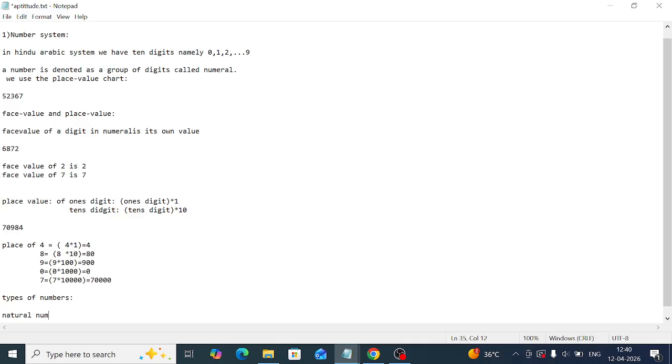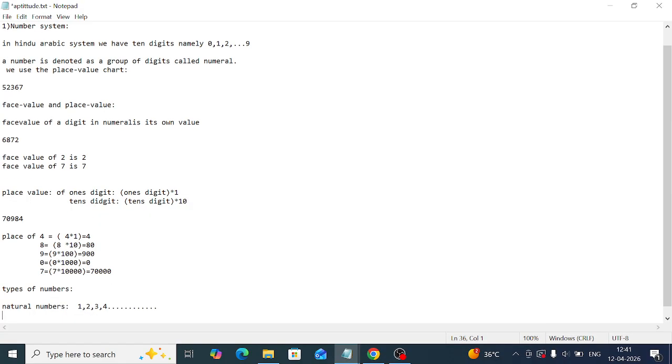Natural numbers in the sense what? 1, 2, 3, 4 and so on are called natural numbers. Next, whole numbers. Whole numbers means what? Anybody tell me? 0, 1, 2, 3, 4 and so on.